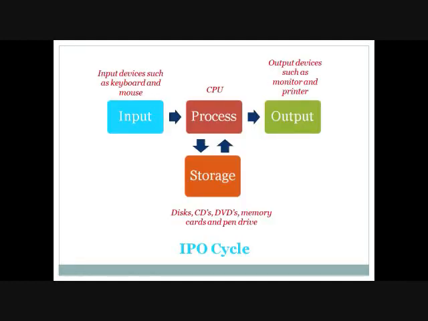Now, how does a computer function using an IPO cycle? We give the computer the input, it goes to the CPU where the processing is done, and the various data are stored in the storage device, and after processing it goes to the output device. There are 3 stages in the IPO cycle. The first stage is called the input stage.